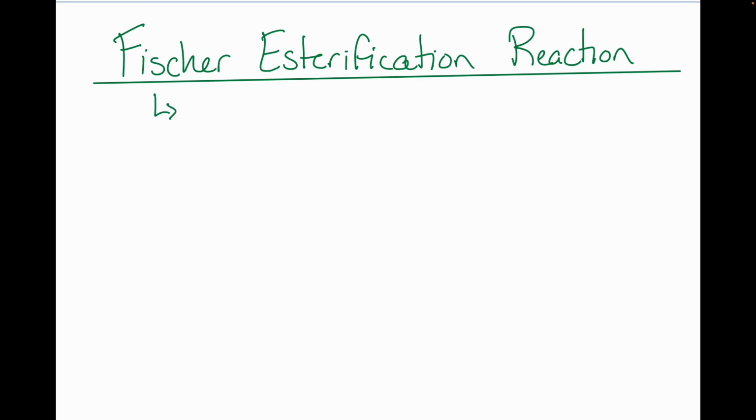And I think the name is a little bit misleading because, yes, you can convert a carboxylic acid to an ester, but you can also go the other direction as well, right? So in our Fischer esterification reactions, this allows us to convert from carboxylic acid to an ester, or the other direction.